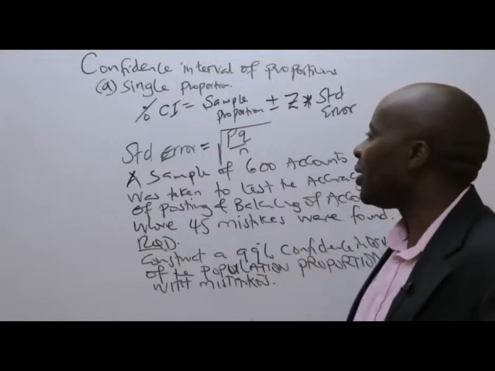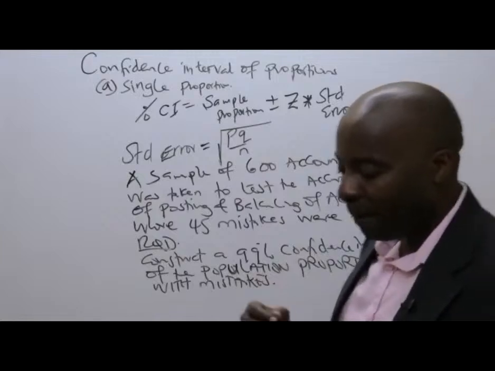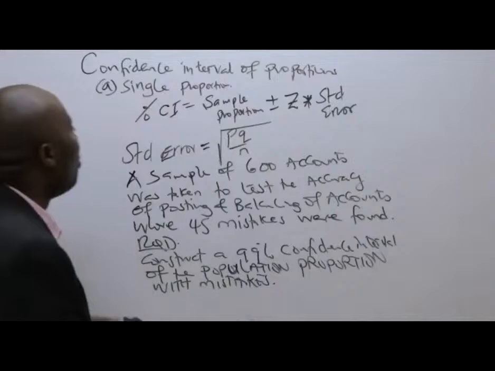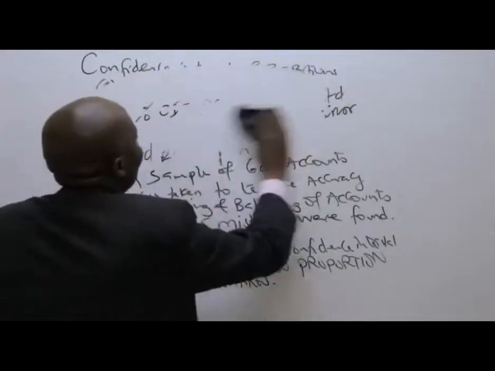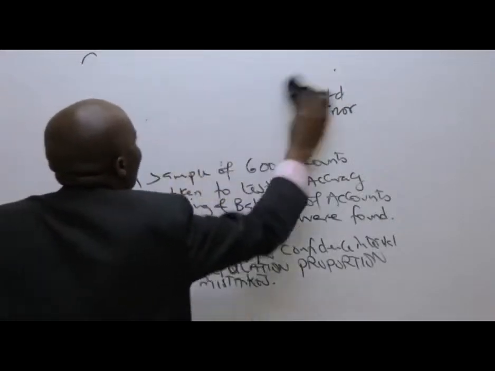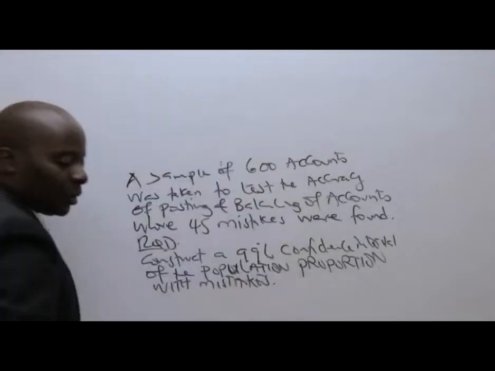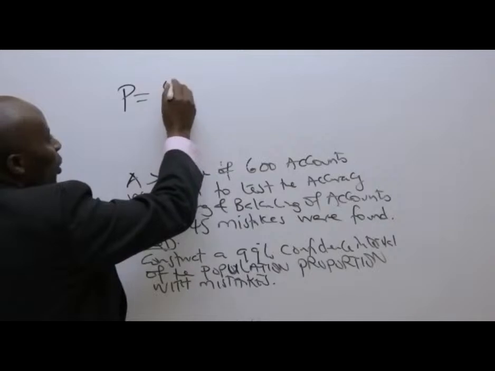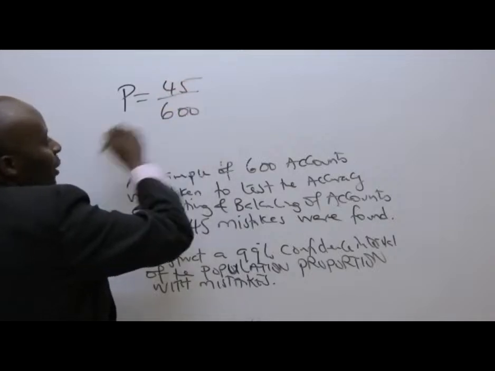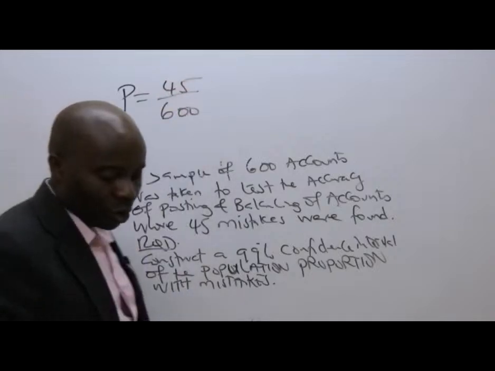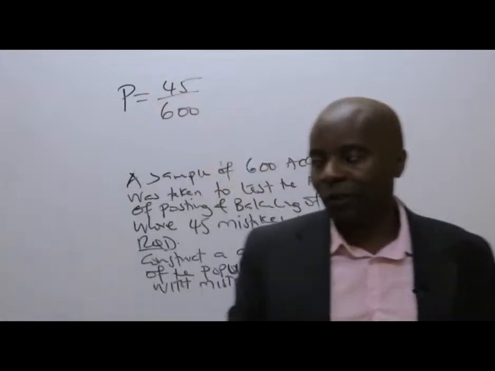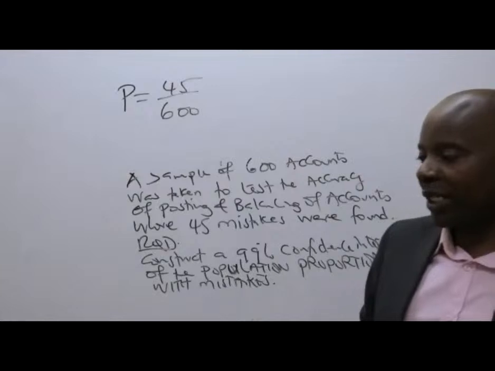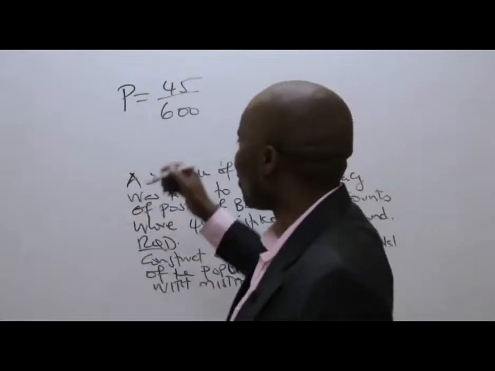So give me the sample proportion with mistakes. The sample proportion with mistakes will be 45 out of 600. What is 45 over 600? I can see someone giving me 0.075.